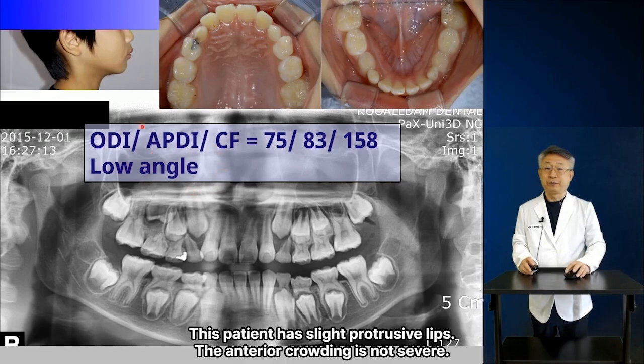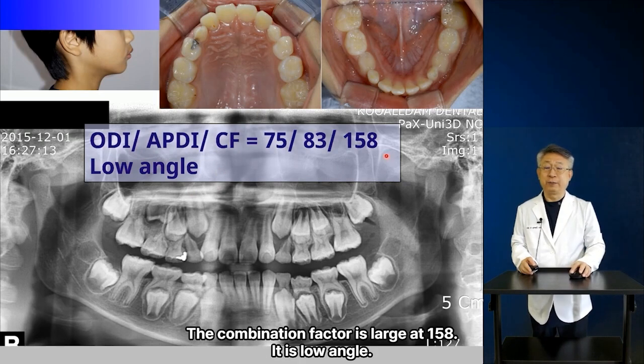This patient has slightly protrusive lips. The anterior crowding is not severe. The combination factor is large at 158. It is low angle.